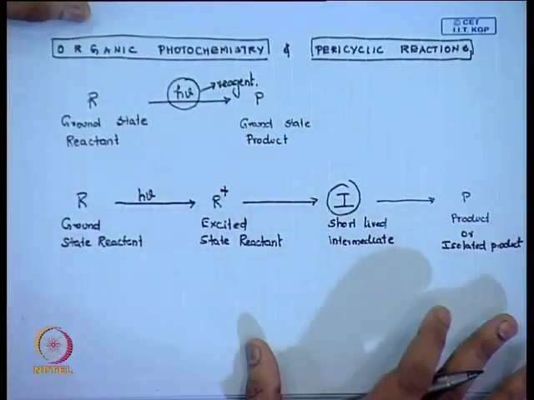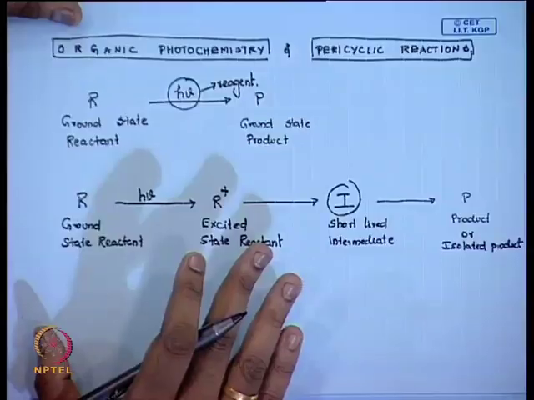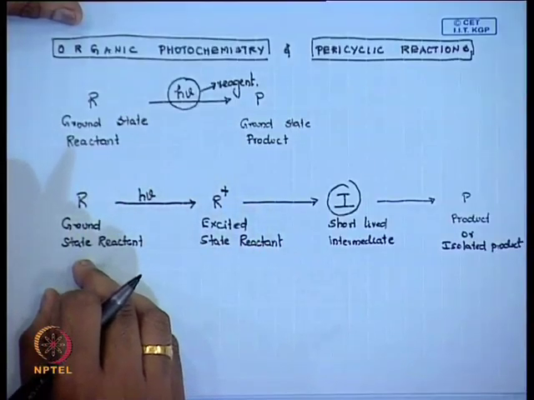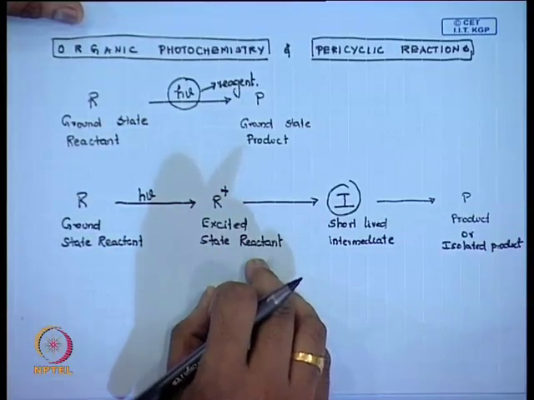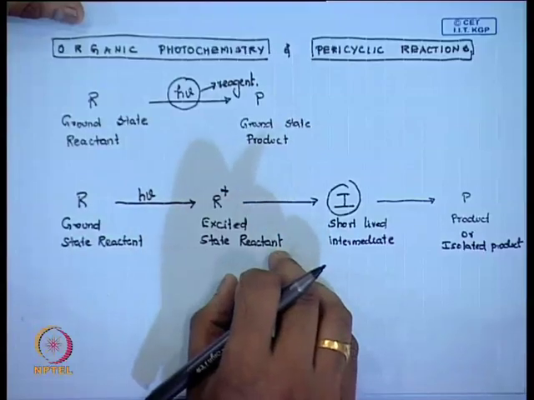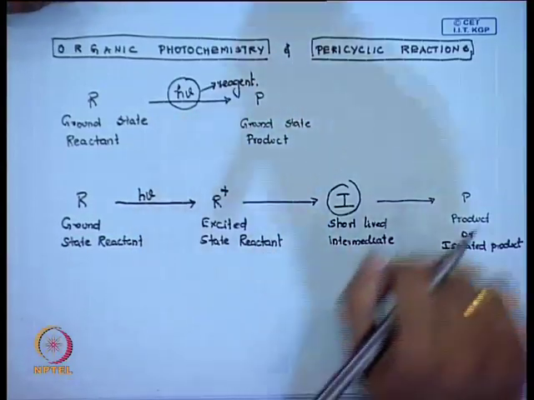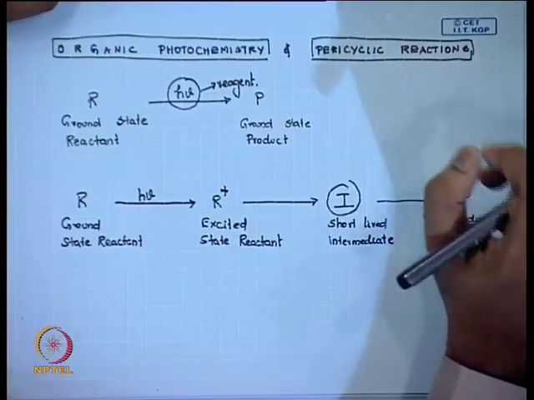So, this is the broader outlook of organic photochemistry. If you review it, you have a ground state reactant which interacts with light and gets excited to its excited state, which you call R star. This excited state reactant then does an atom transfer, electron transfer, bond breaking or bond making to give you a short lived intermediate like carbene, nitrene or diradicals, and this short lived intermediate gives you the final product P. Is it clear?